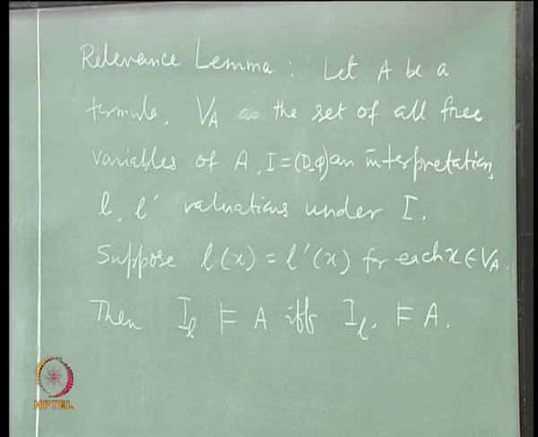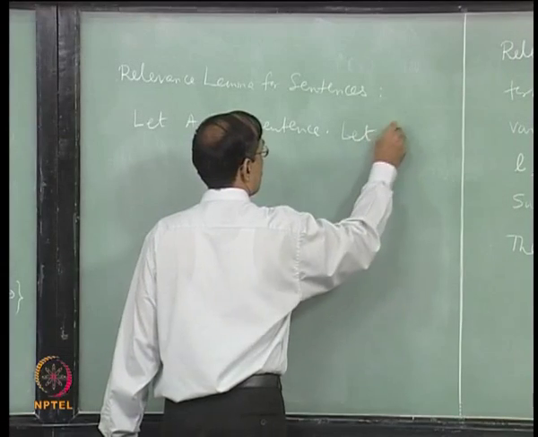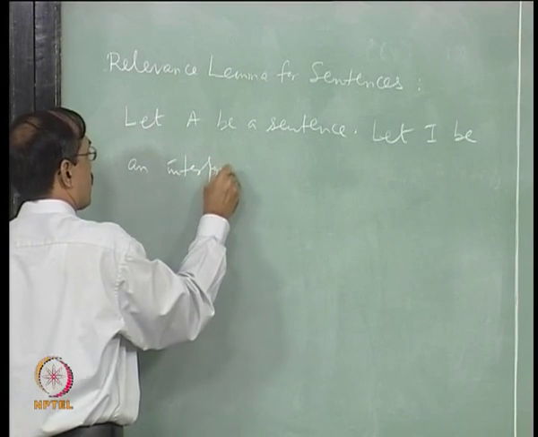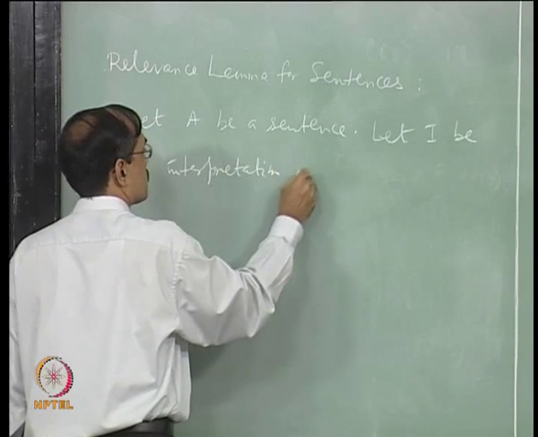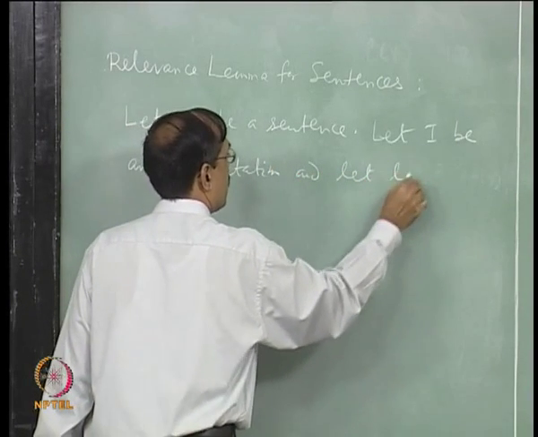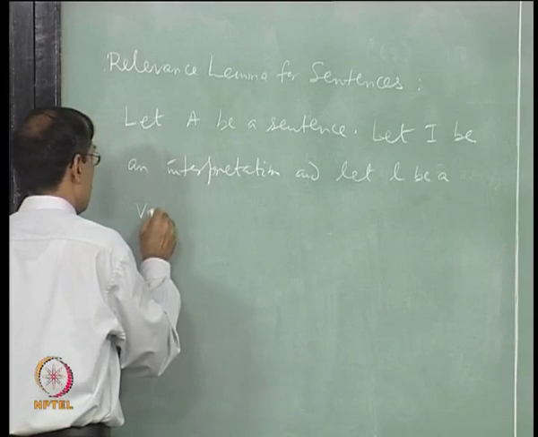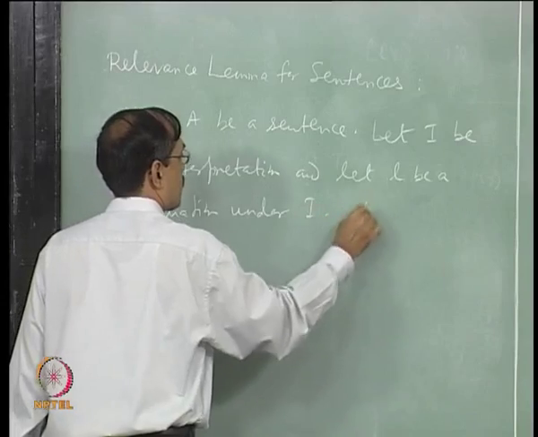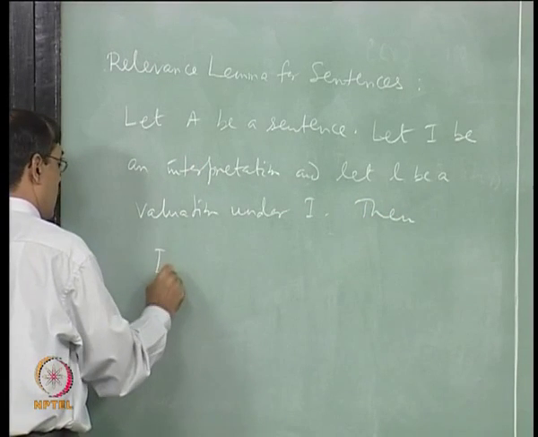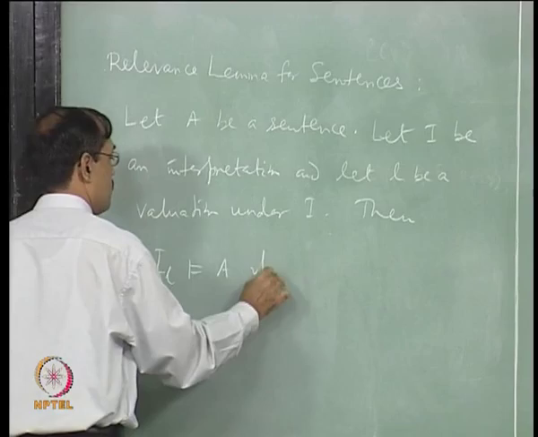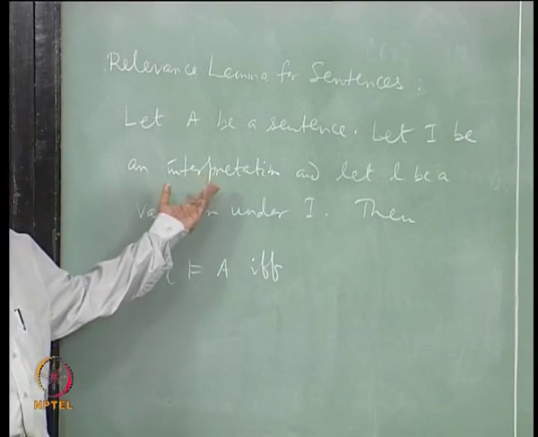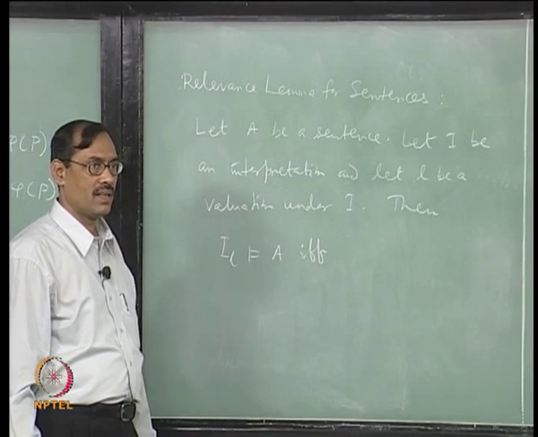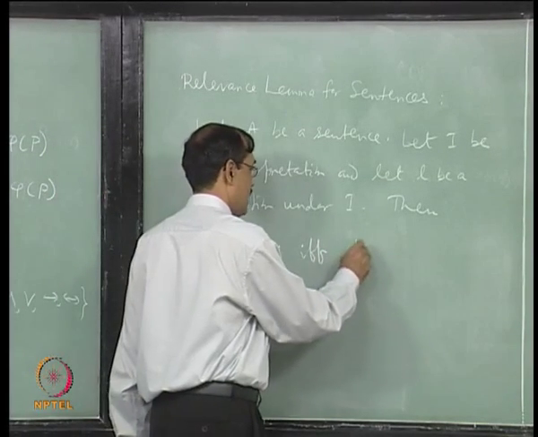So, now let us write it. Let I be an interpretation and let L be a valuation under I, then I L satisfies A if and only if, if you take any other valuation L prime, then I L prime also will satisfy A. So, there we will write I itself satisfies A.